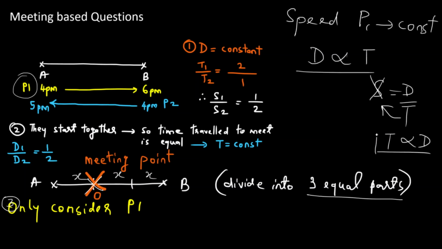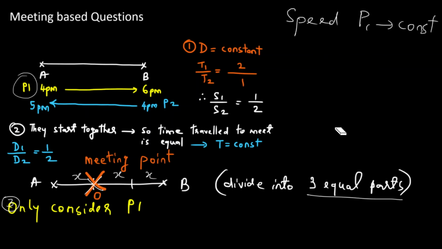Now, because this is the scenario, the ratio of the distance, that is AO by OB, which is 1 by 2, will be equal to the time taken by person 1 to move from A to O to the time taken to move from O to B. That is, AO by OB is equal to TAO by TOB, and that's equal to 1 by 2.